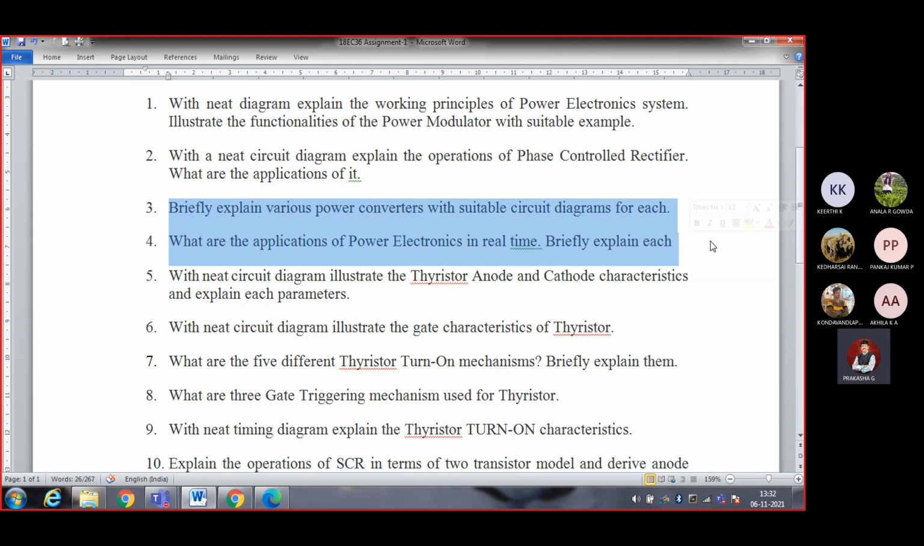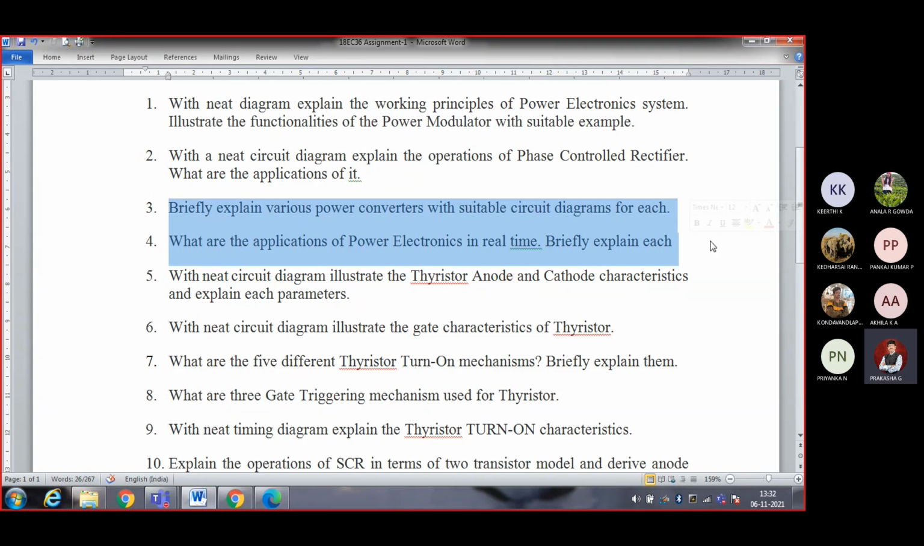Let them join. See, with the first question, what is it? With a neat diagram, explain the working principles of a power electronic system. Illustrate the functionalities of the power modulator with a suitable example. See, you should read the questions carefully. Don't simply read off the question and write your answers. You will be losing marks. So my suggestion is to read till the end of the question. The first question says with suitable examples. So you can write a suitable example on your own. I have given many examples when I was explaining that. You can write the examples on your own.